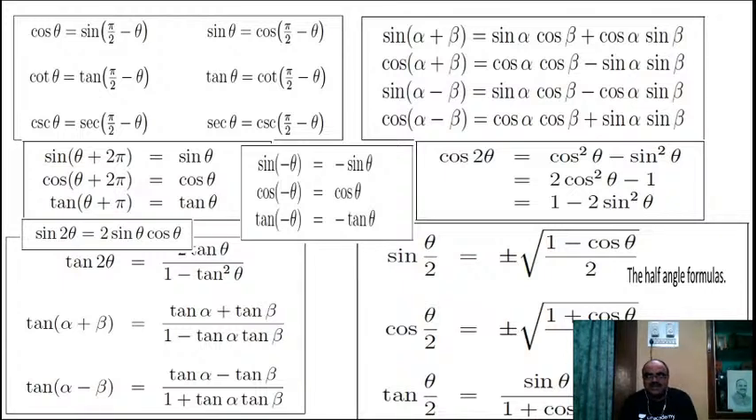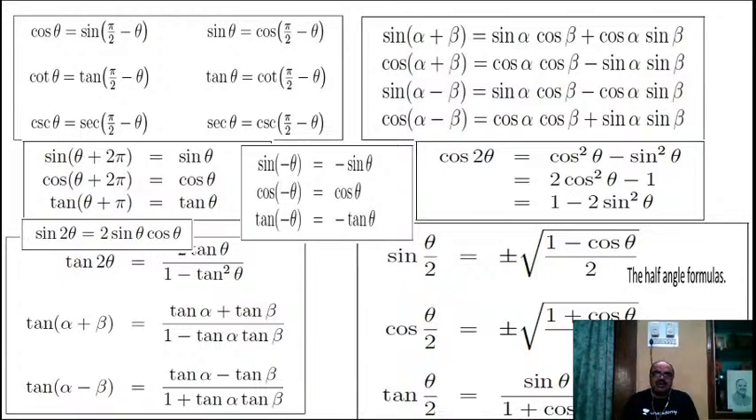The first quadrant is between 0 and 90 degrees. Second quadrant is between 90 and 180. Third quadrant is between 180 and 270. And fourth quadrant is between 270 and 360. If I take the first quadrant, all the 6 trigonometric functions will remain positive.